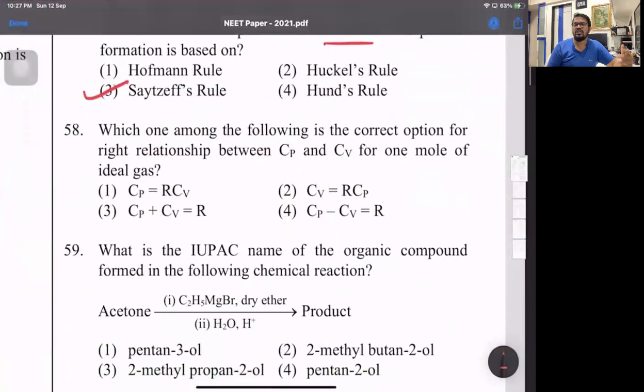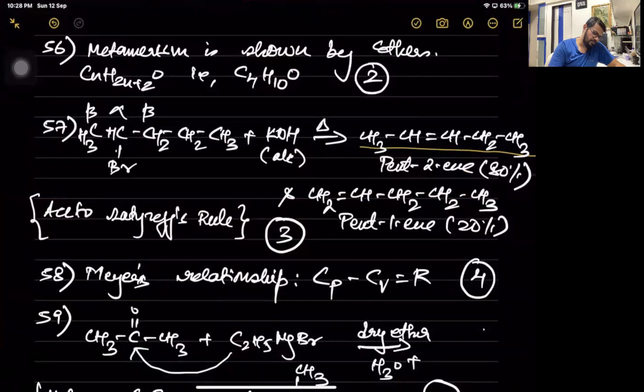Then 58. Now this is basically Mayer's relationship. Cp minus Cv is equal to R. That is, the difference between the heat capacities at constant pressure and constant volume is nothing but the molar gas constant, that is R. We have different values of R: 8.314 in terms of joules per Kelvin per mole, in terms of liter atmosphere 0.082 liter atmosphere per Kelvin per mole, and in terms of calories our value is 1.987, which is abbreviated as 2 calories per Kelvin per mole. So 58 is 4. That's 58, Cp minus Cv is R.